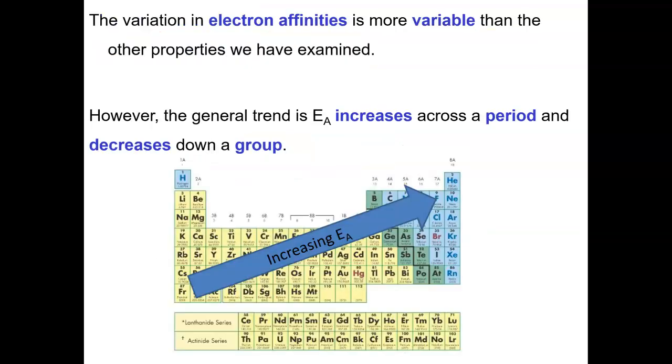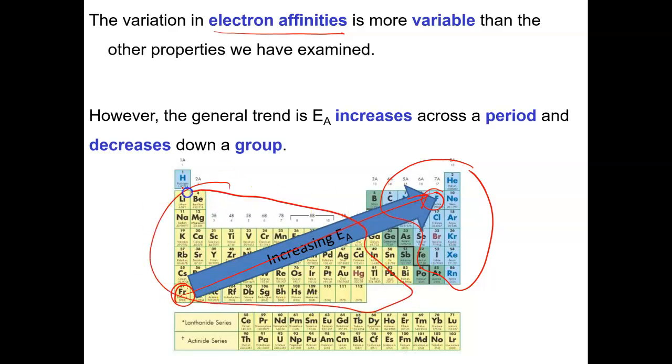Okay. So there's a little bit more variation in electron affinities than what we see for ionization energies. However, the general rule of thumb is that the electron affinity increases as we move from francium up towards fluorine. And that makes sense because non-metals, those shown in blue here, love to gain electrons, and metals, those shown in yellow there, love to lose electrons.